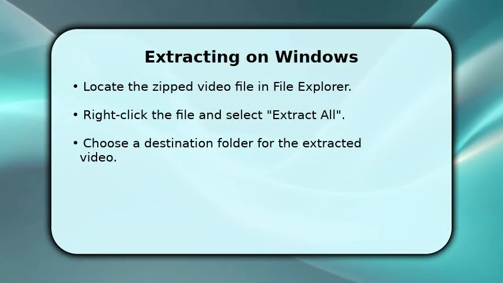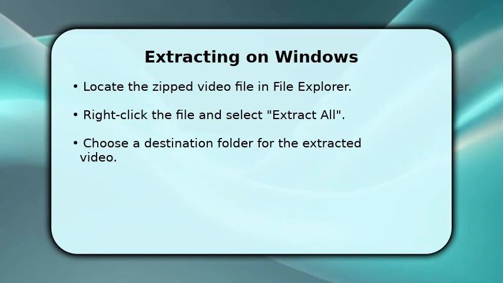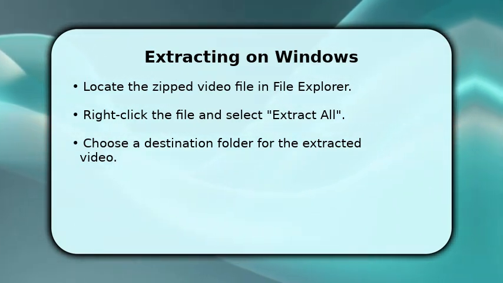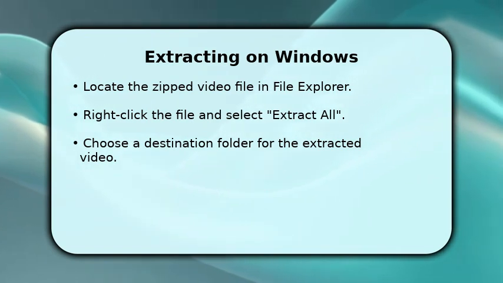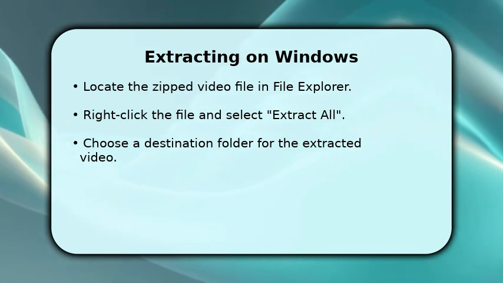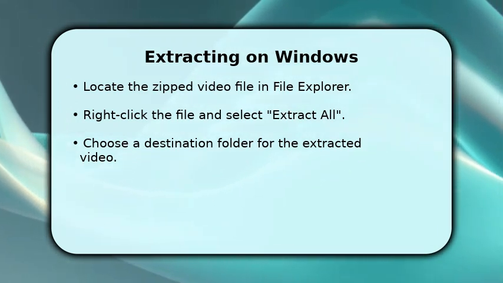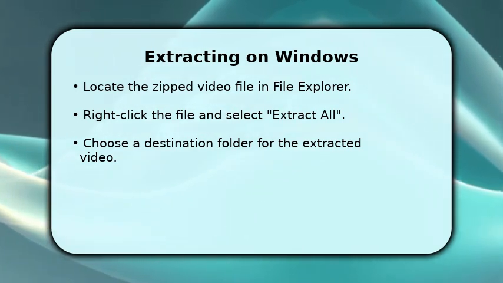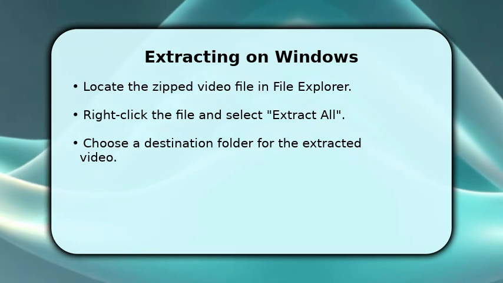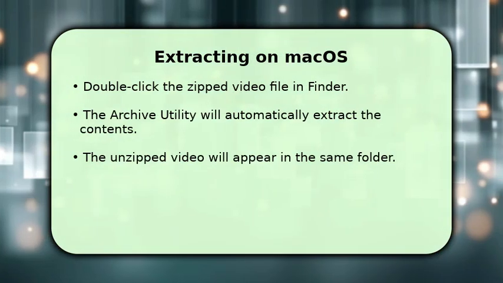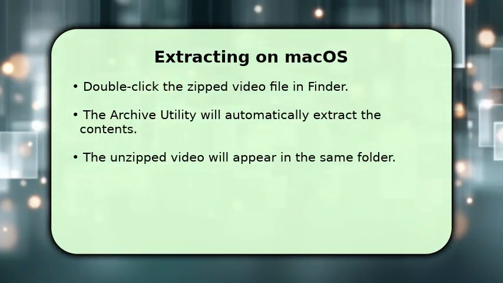For Windows users, extracting a zip video is straightforward. First, find your zip file in File Explorer. Right-click on it, and you'll see an option to extract all. A wizard will guide you to choose where you want to save the unzipped video. Once you click Extract, your video will be ready in the chosen folder, typically in just a few seconds for smaller files.